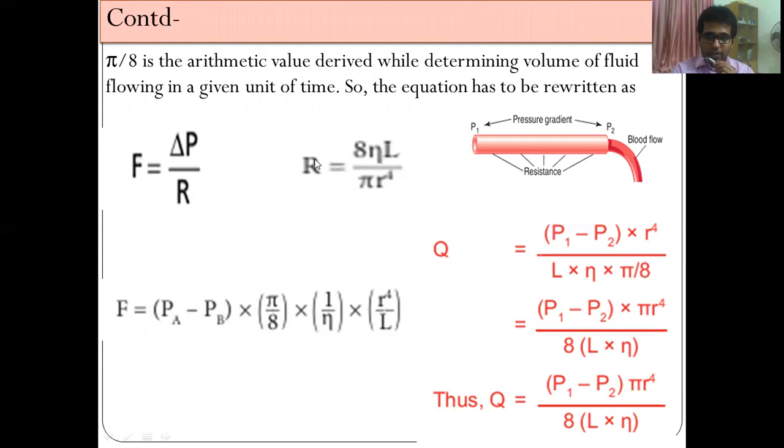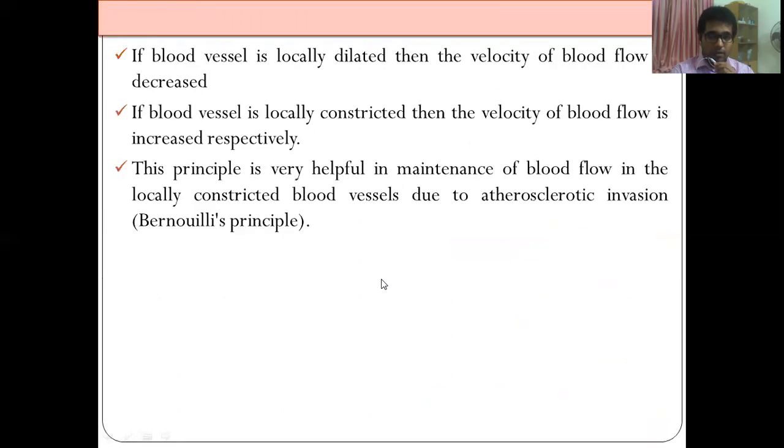I have already explained, the resistance is directly proportional to the viscosity and length of the blood vessel, but inversely proportional to the fourth power of radius. So from this equation, you will understand the relationship between blood flow, pressure difference, viscosity, length, and radius of the blood vessels. Okay. So if the blood vessel is locally dilated, then the velocity of the blood flow is decreased. If the blood vessel is locally constricted, then the velocity of the blood flow is increased respectively.